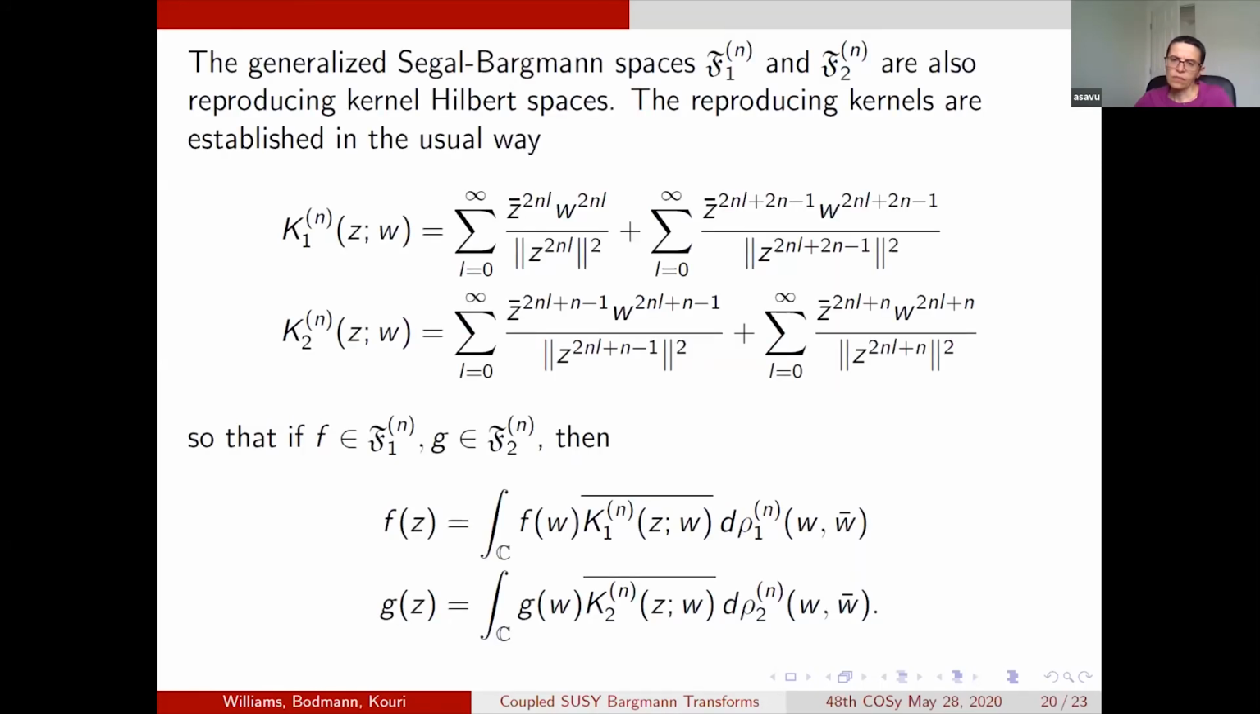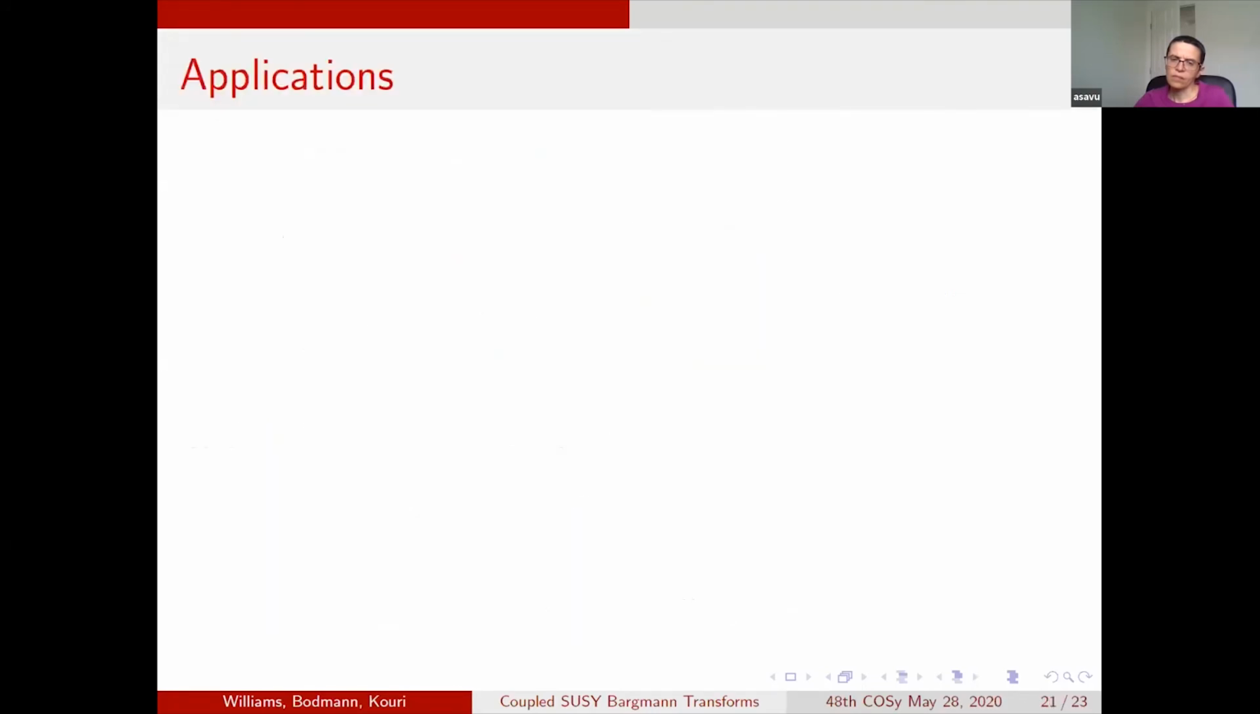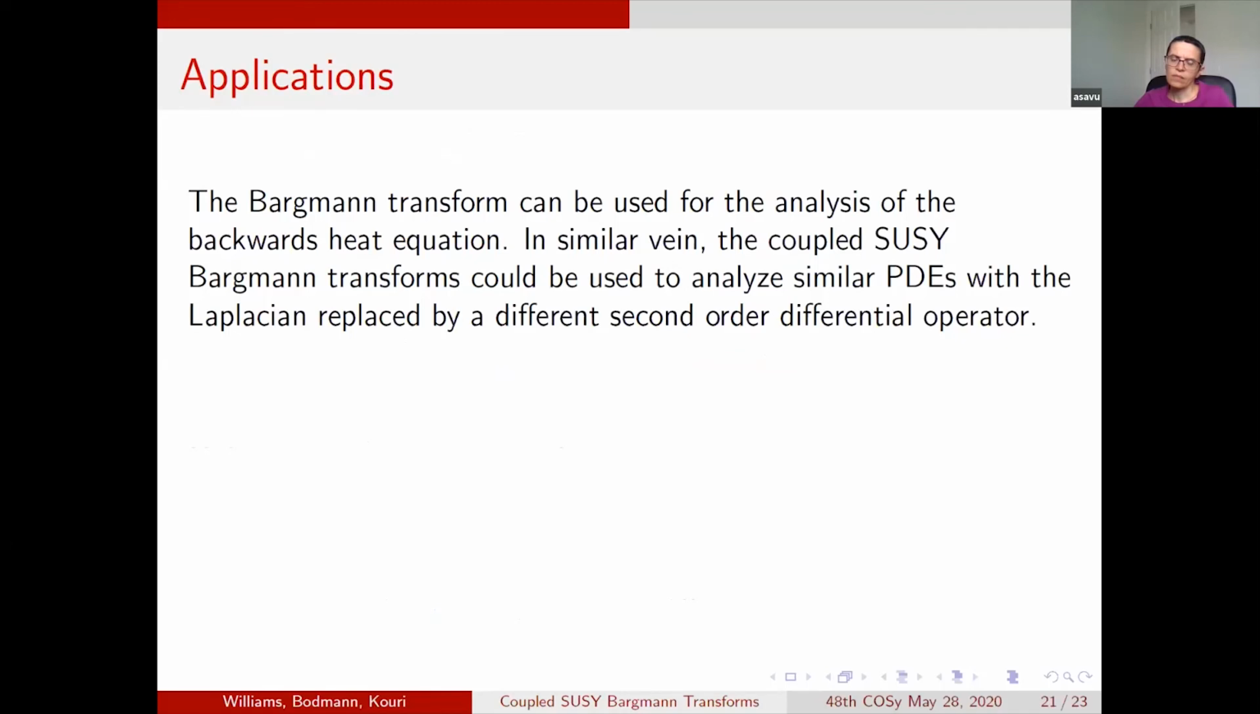So this, I've developed a theory, but now I haven't explored applications of it yet. So the Bargmann transform has been used in the study of the backwards heat equation, kind of solving it backwards in time to some extent, not super much so, but kind of getting some analysis on that. So in theory, the coupled Susy-Bargmann transform should be able to do the same with a different PDE. Here, the Laplacian will get replaced by something like d by dx, 1 over x to the 2n minus 2, d by dx, and then something very similar to that.